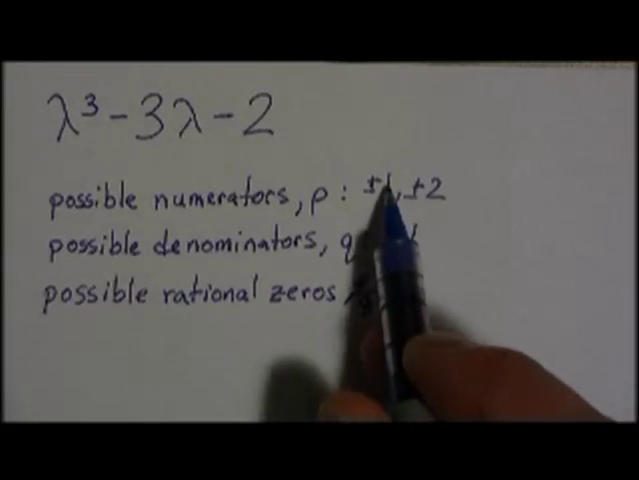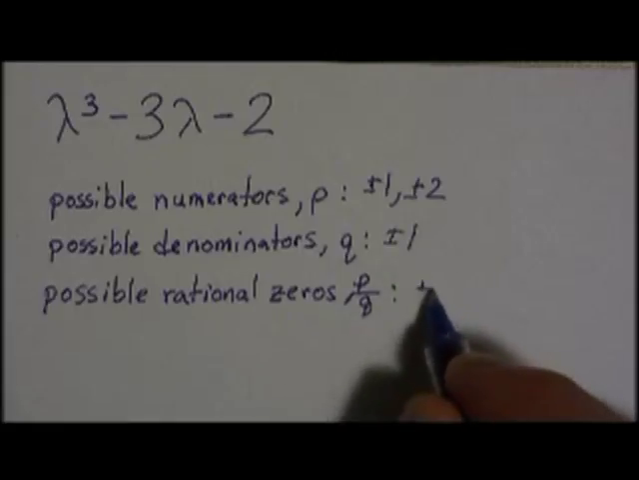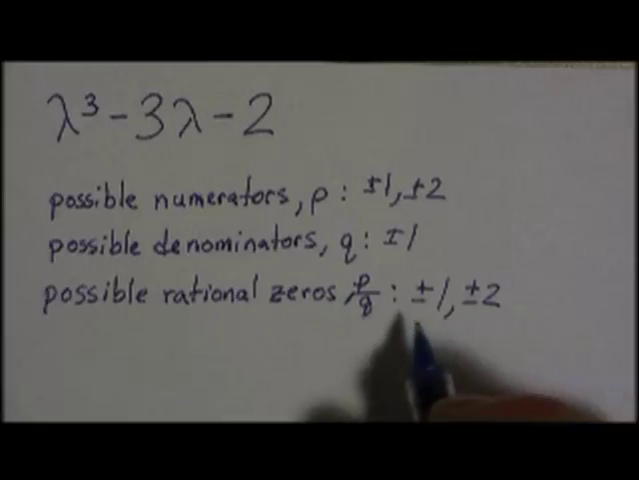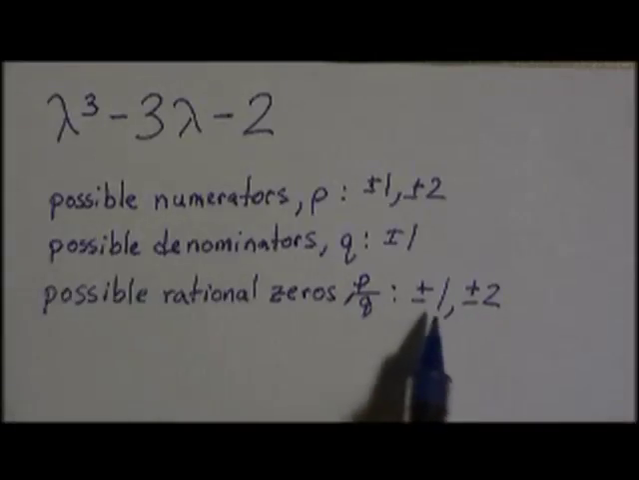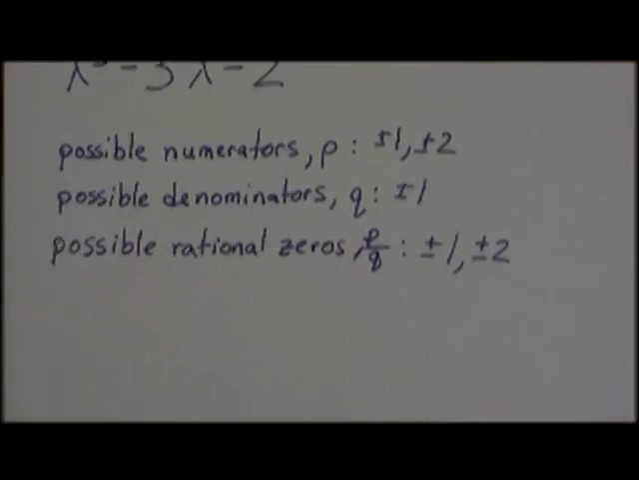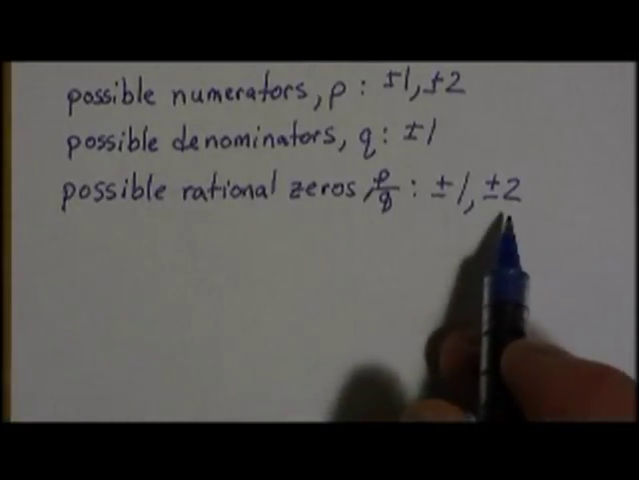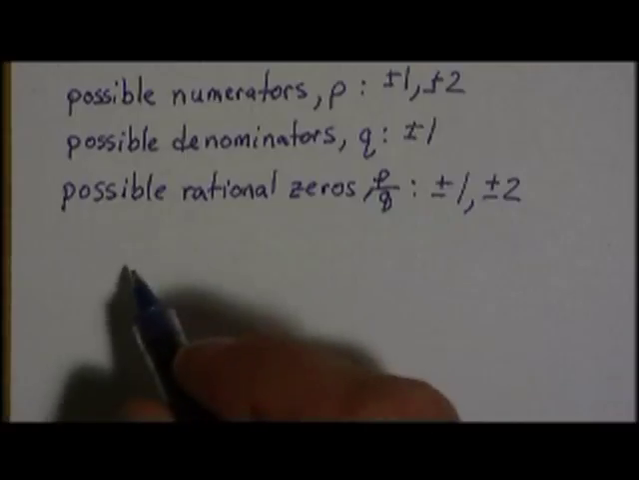So in this case we have plus and minus 1 over 1 and plus and minus 2 over 1. So we only have 4 numbers in this list. So if there are any rational zeros of this guy, there's only 4 possibilities. Okay. What we're going to do is take those 4 numbers and plug them into the original polynomial.